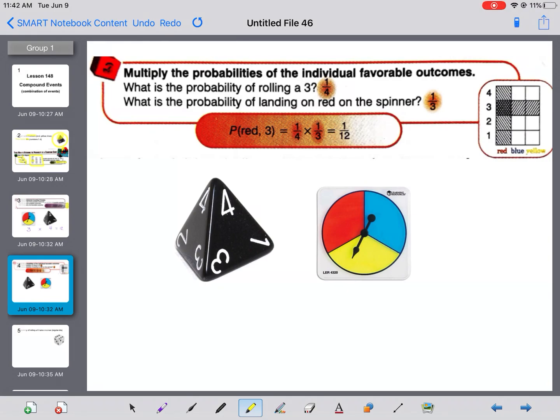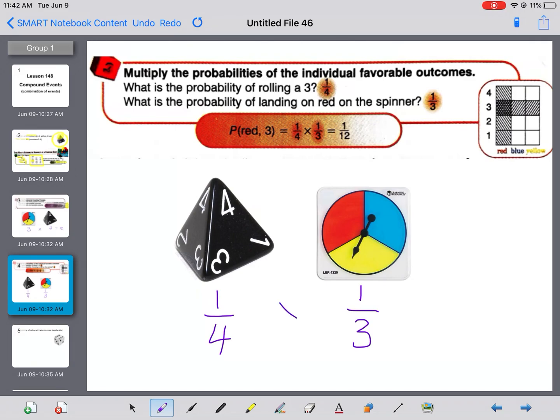And method number 3, this is the one that you will probably use the most in your exercises today. I find it the most useful for these compound events, is simply to multiply the probabilities of the favorable outcomes. All right, so the probability of rolling a 3 on your die is 1 in 4. There's one number 3 option out of 4 total options. The probability of spinning a red is 1 in 3, 1 out of 3, because there's one red section out of 3 total sections.